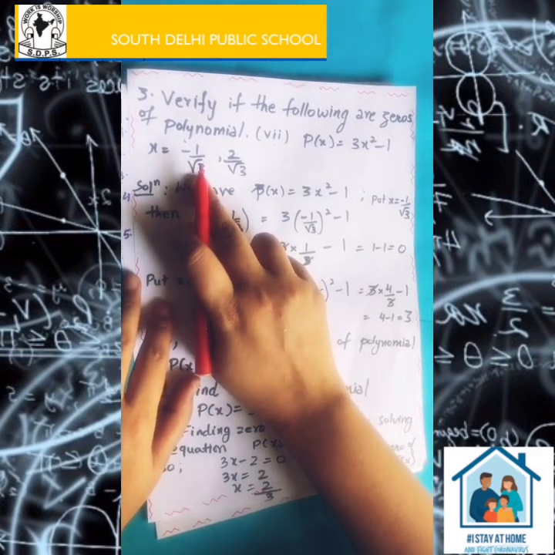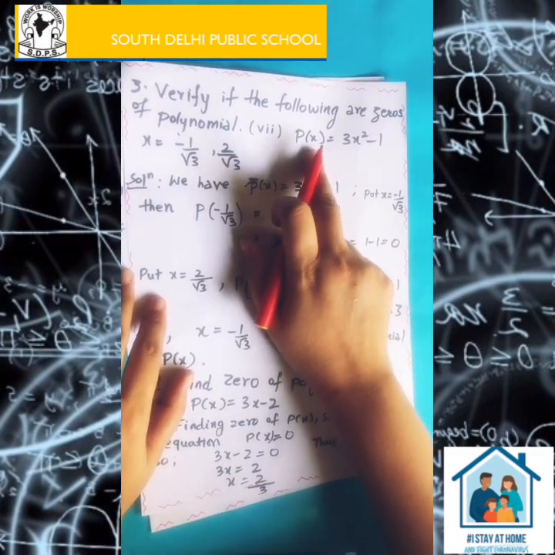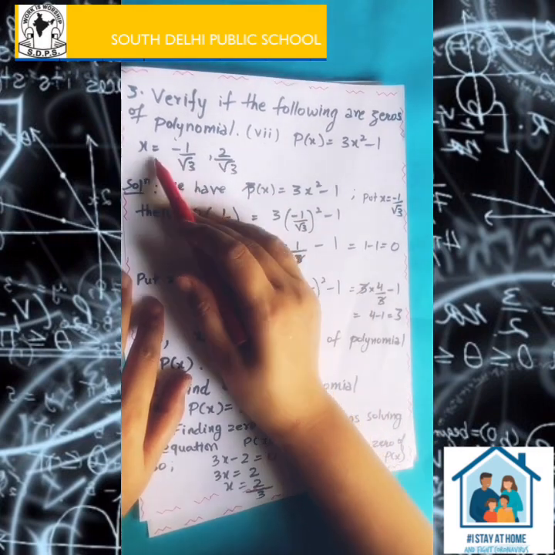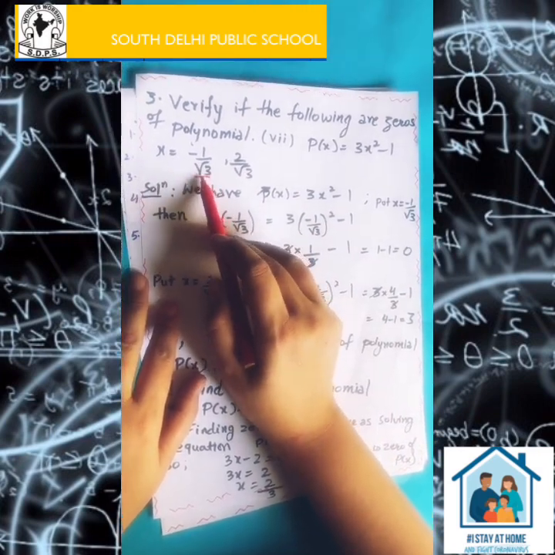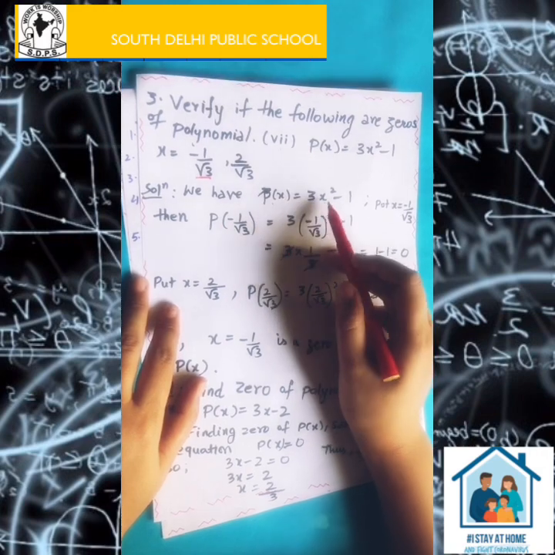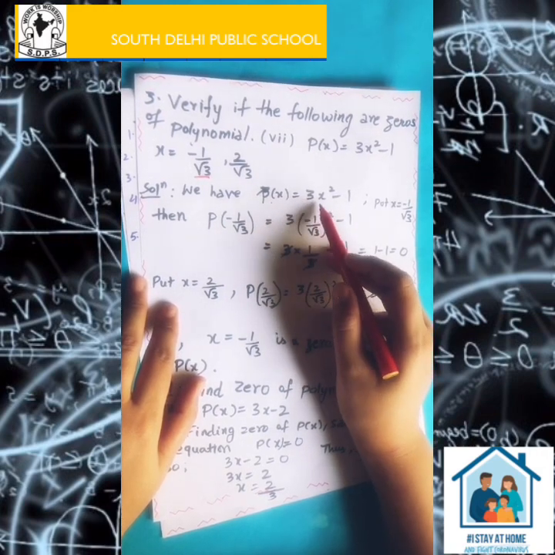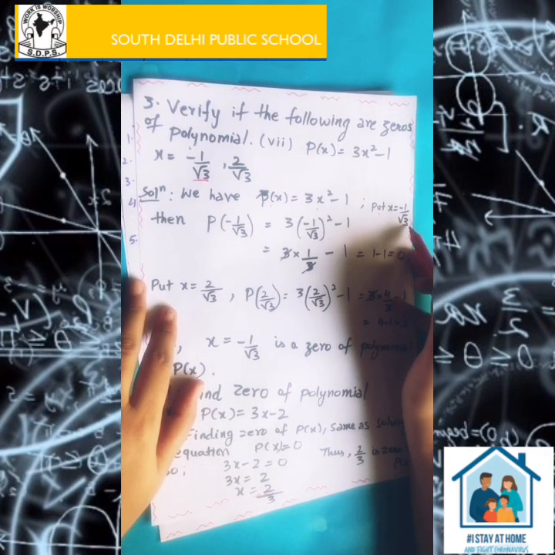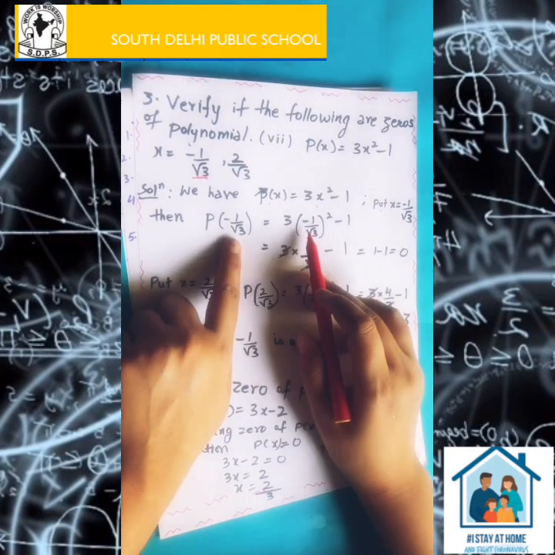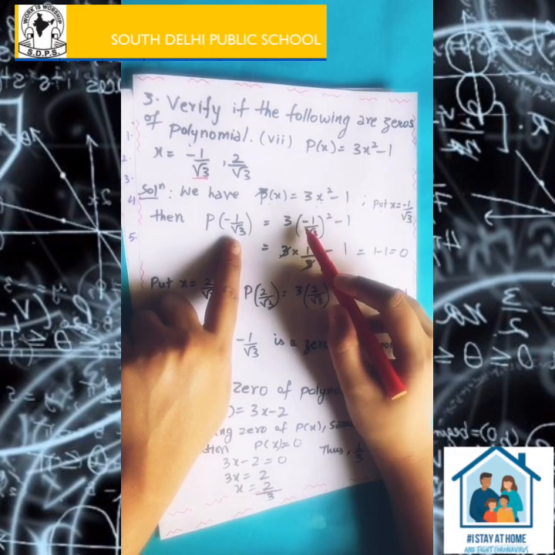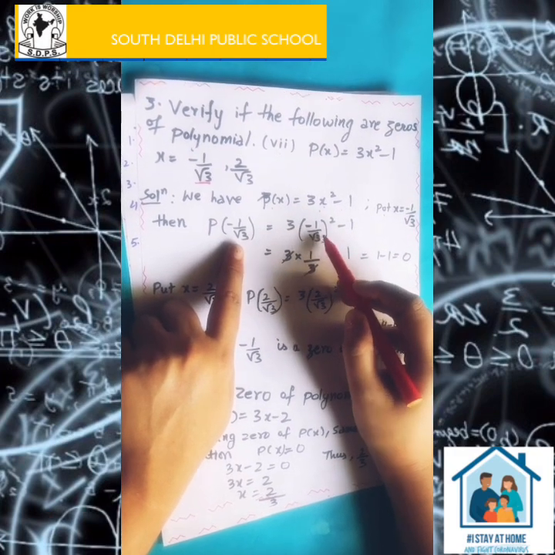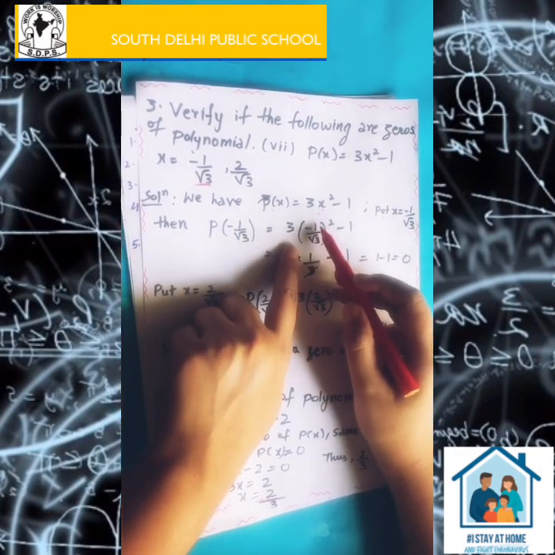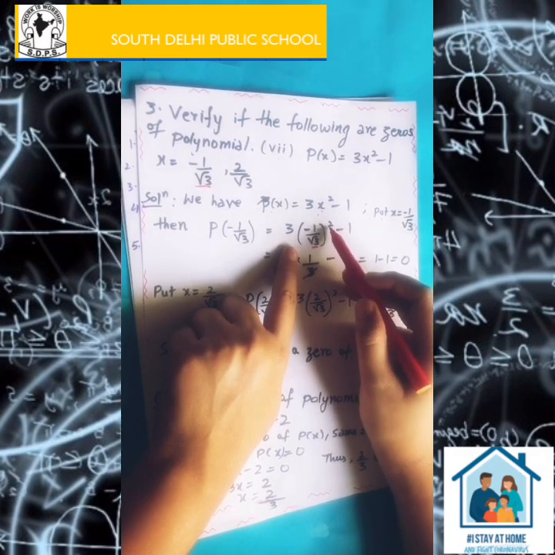Those points are the points where the polynomial gives the value 0. So let us find out if this is a 0 or not. We have the polynomial p(x) = 3x² − 1. Let us put x = −1/√3. In place of x, I have substituted −1/√3. So 3 multiplied by (−1/√3)² minus 1.